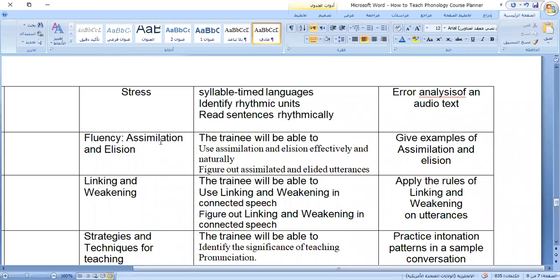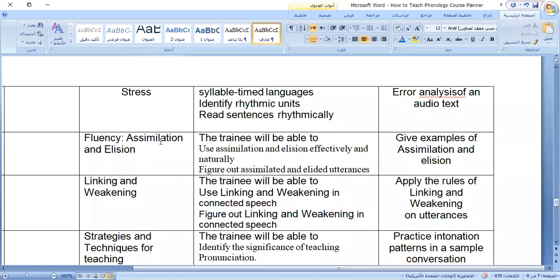Assimilation means that a sound affects another sound in order to change the features of one or both of them. Okay. And when I say "this year," it becomes "this year." So here, s plus y affect each other and become a third sound, which is the sh. So sounds affect each other when they are coming in neighboring positions. So I should know how they can affect each other.